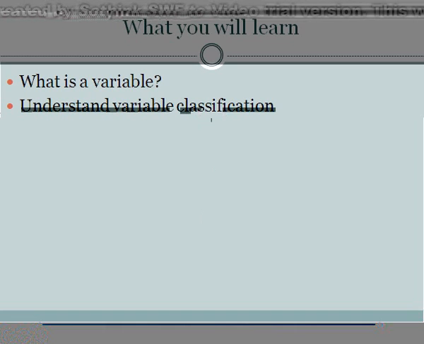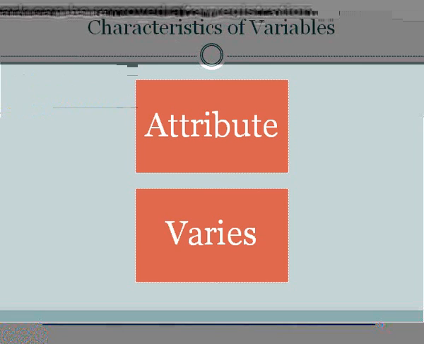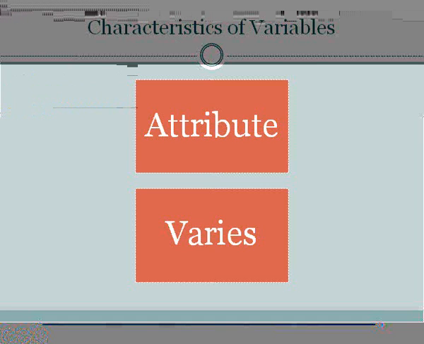Welcome to the Variables module of Elementary Statistics. In this module, you will learn what a variable is and how to understand variable classification. Variables have two main characteristics. First, they are attributes that describe something, and second, they can vary in value.